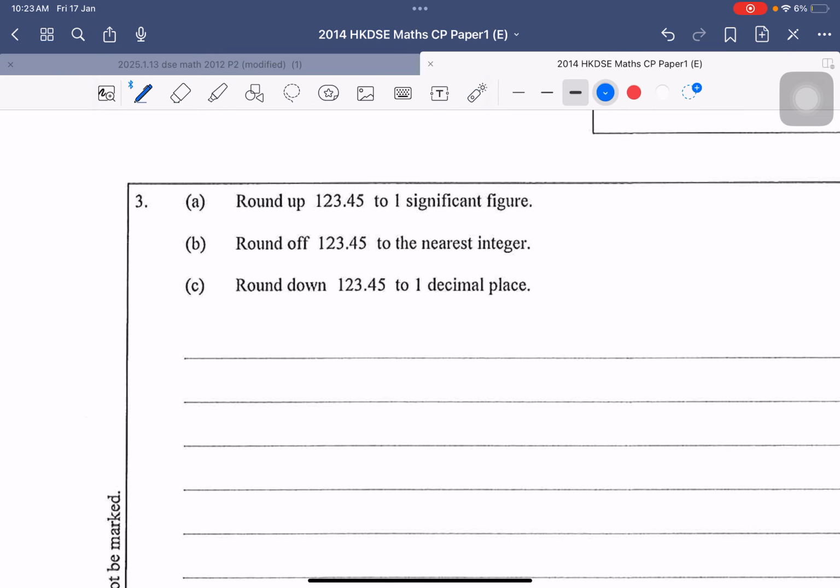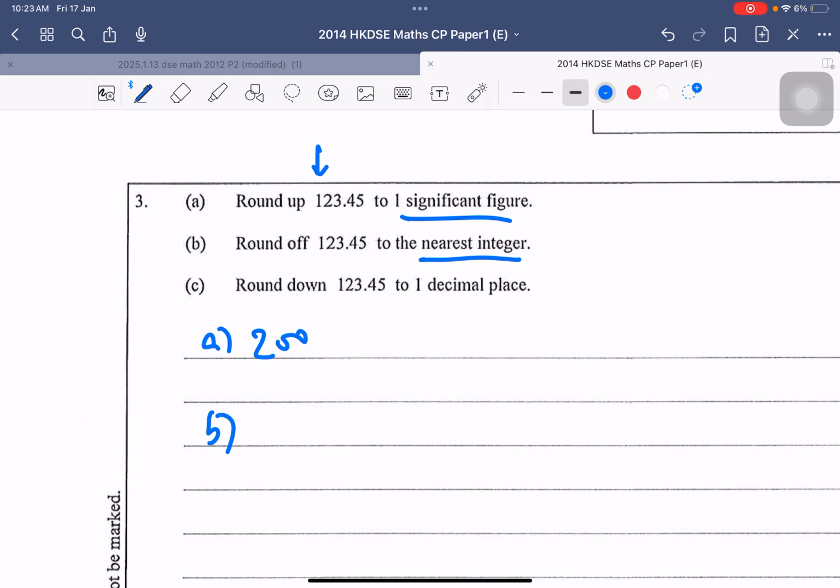Okay, so round up. What's the meaning of round up? You go up. So no matter what the digit is, you just go up. One significant figure. Which one is the one significant figure? The first one. So going up, it's equal to 200. Okay, so for part B, nearest integer, so you need to look at which digit.